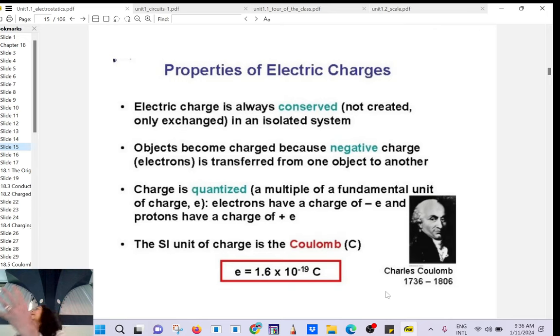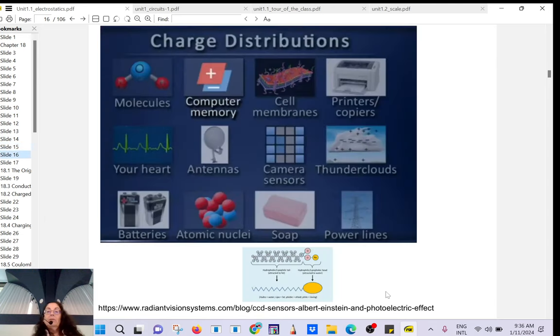So if an object loses electrons, it will become positively charged. If it gains electrons, it will become negatively charged. Okay? So distribution of charge is everywhere in engineering, chemistry, in science. For example, the water molecule is what is called polarized. Okay, so polarization, we're going to talk about it very soon.